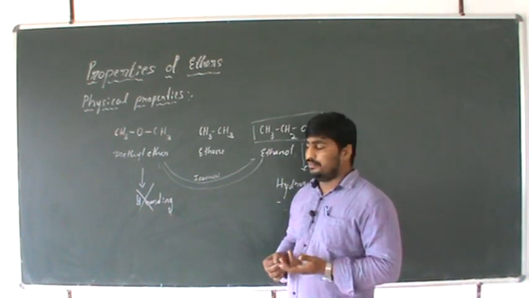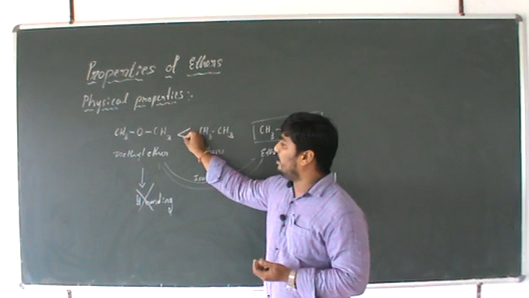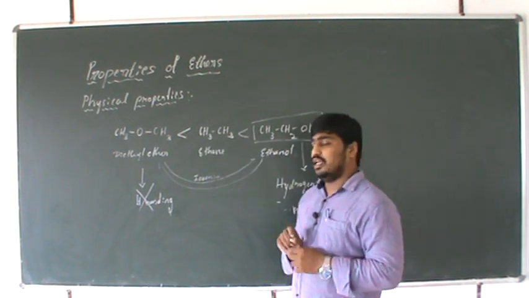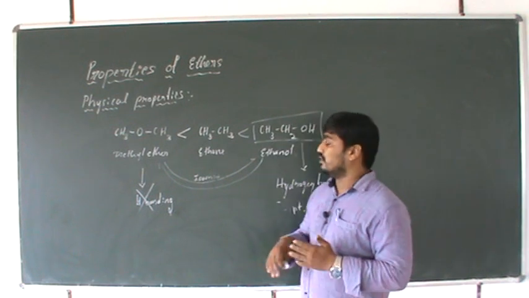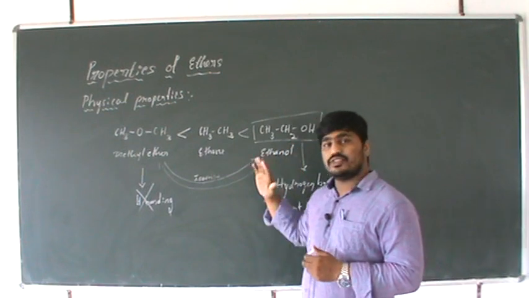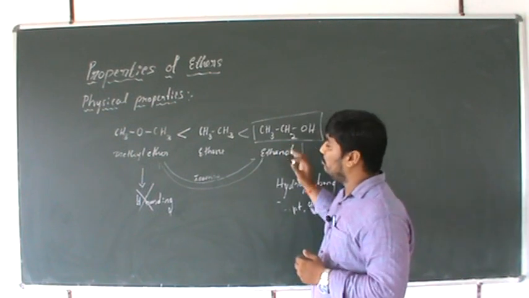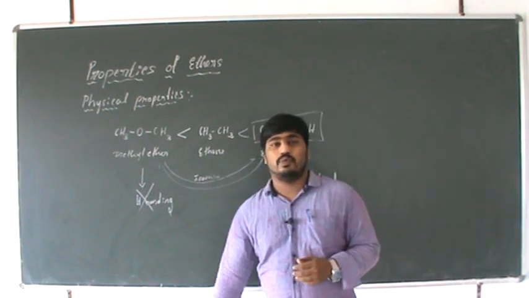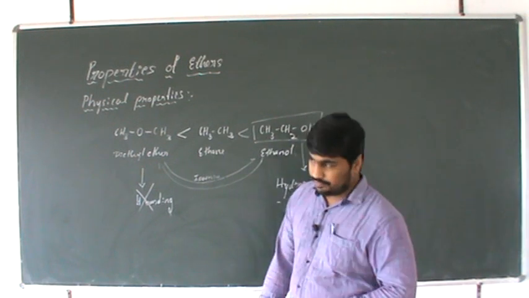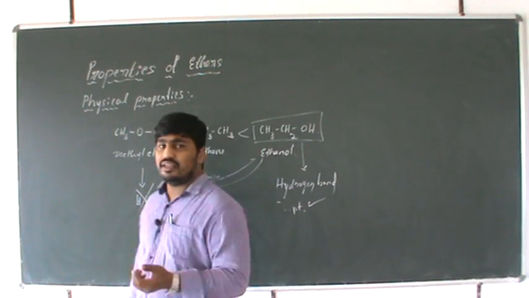And what is the order? Ether has a very low boiling point. Next, ethane. The alcoholic isomer shows a higher boiling point compared to the corresponding ether. The reason is hydrogen bonding. Okay, I will consider another example.